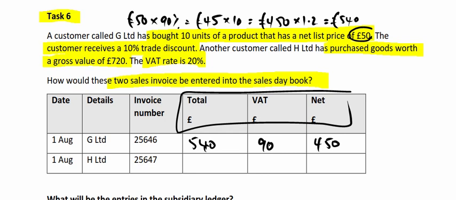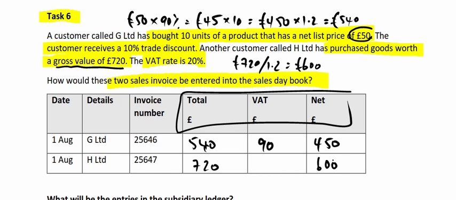We then get H Limited's. Now, the gross value of that was £720. To work out the net value, we divide by 1.2, which gives me £600 excluding VAT. And again, the VAT's either the difference between those two figures or take the net value times 20%. Either way, you should find it gives £120.